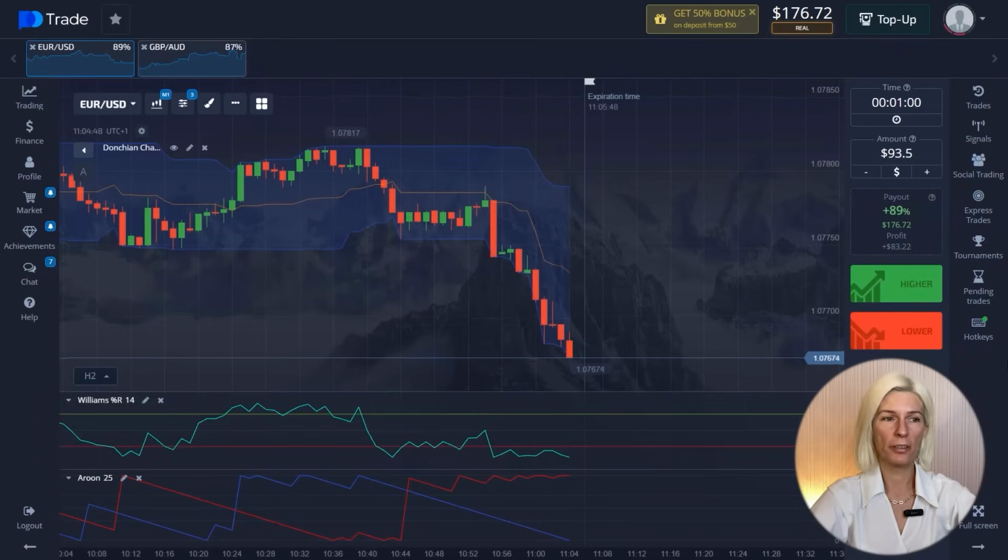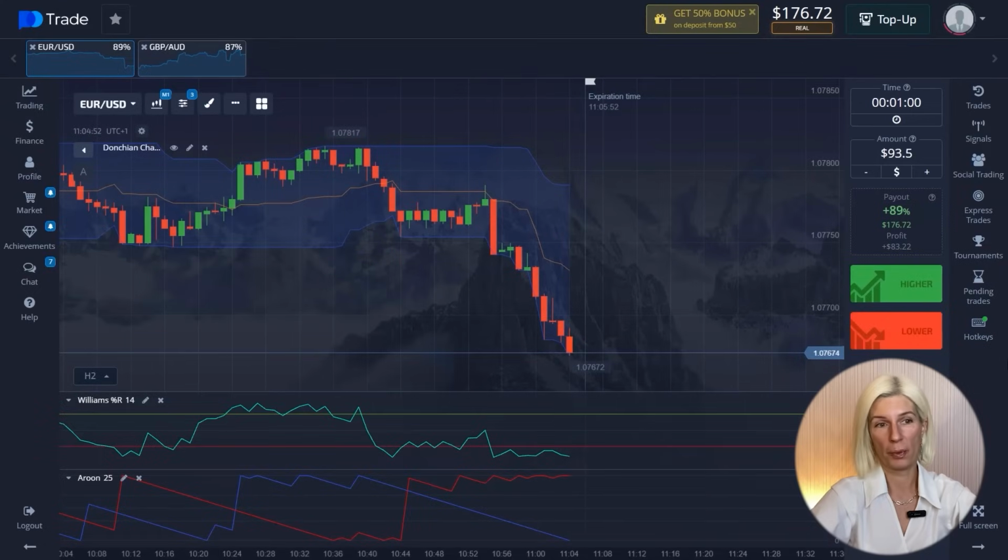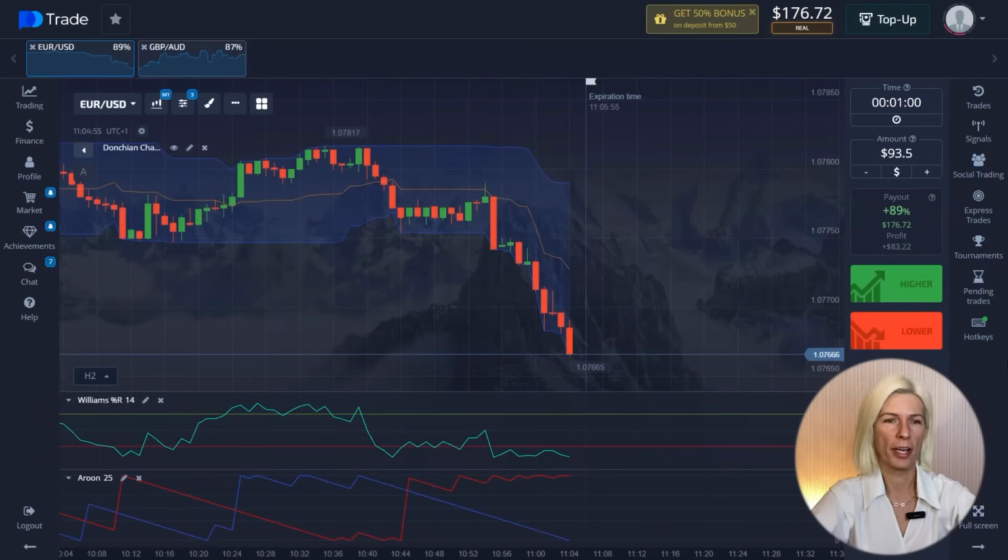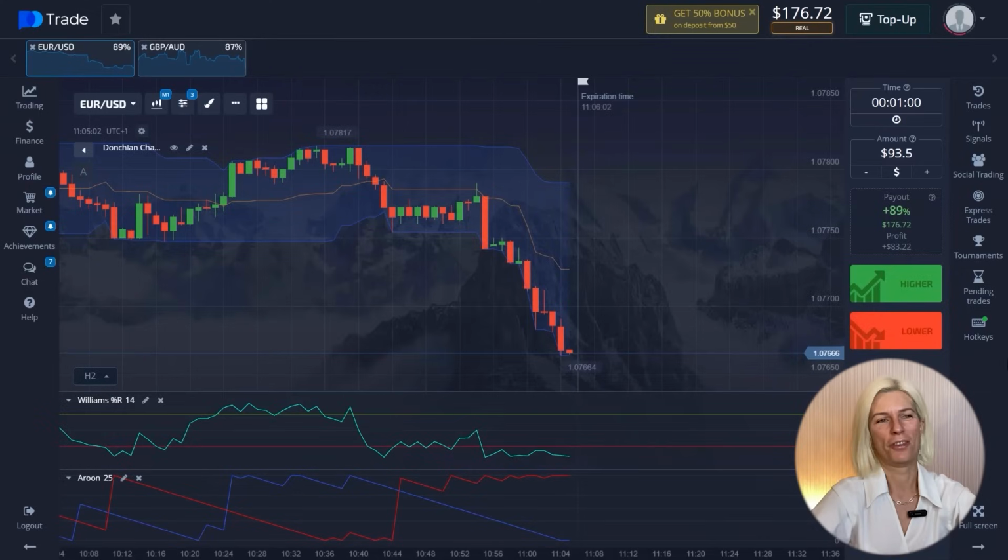So, another reason that leads to loss of money by beginners is lack of trading strategy. But the strategy is the constitution for the trader. They strictly follow it and study its effectiveness.